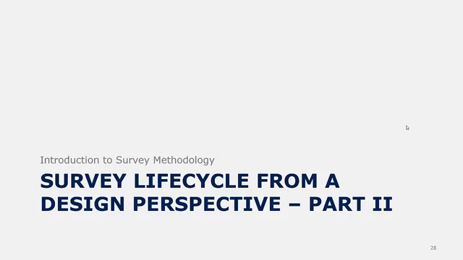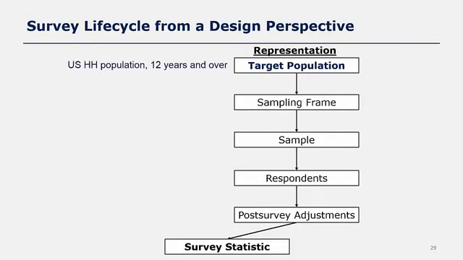So now let's look at the life cycle from the design perspective on the representation side. We start out with the target population. Often you see in a methods report something written like "US household population 12 years and older." That gives you the description of the target population. It's interesting here that, of course, not the entire US population would be part of this.